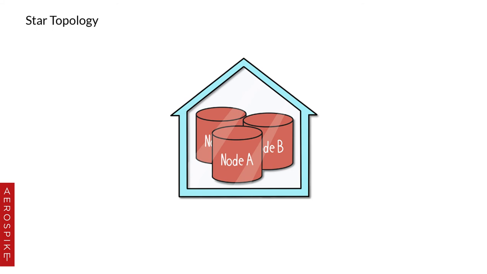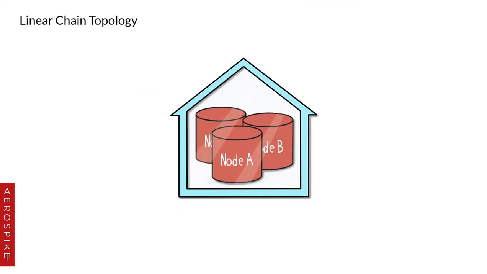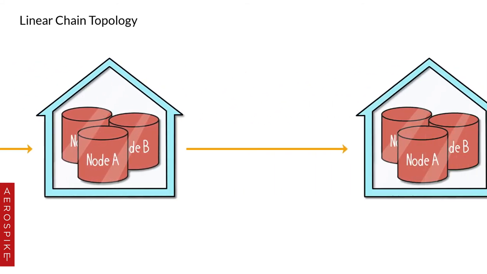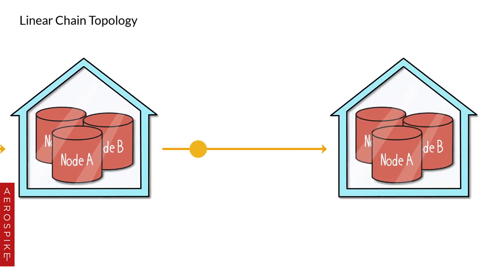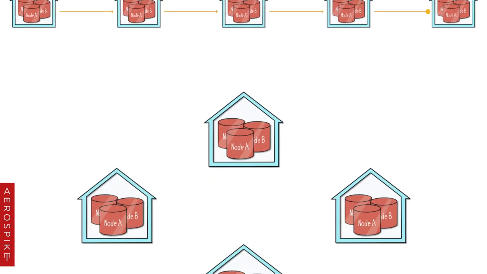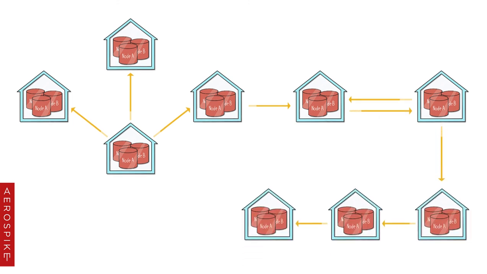In a star topology, one data center simultaneously replicates to multiple data centers. This is commonly used in situations where data is centrally written and then replicated to other locations for local reads. Linear chain topology works as a daisy chain, where one data center ships to another, which then ships to another, which ships to another, and so on until the last data center, which will not ship to any others, replicating data linearly across the chain. Finally, Aerospike supports many hybrid combinations of these topologies as well.